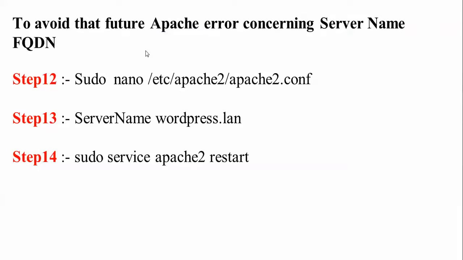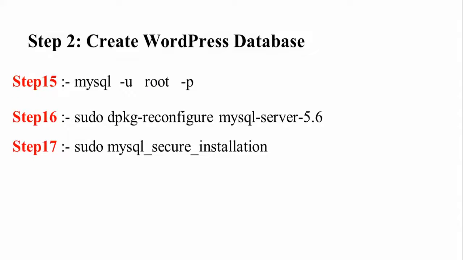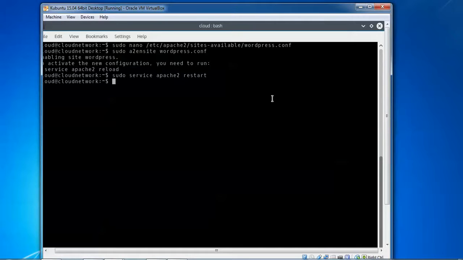Now I am going to avoid any future Apache error by setting the server name, that means the fully qualified name. Steps 12, 13, 14 are to edit this, have the configuration, and then restart Apache again. After that we need to create a WordPress database. So just type here server name is equal to WordPress.lan. Sorry, I forgot, we need to edit the configuration file.